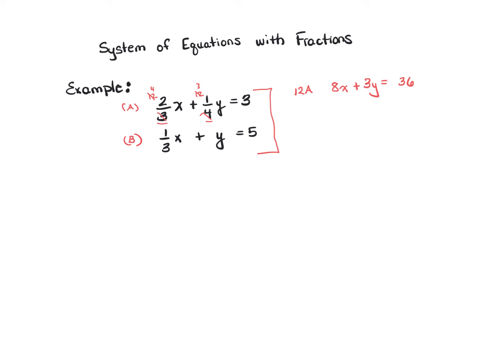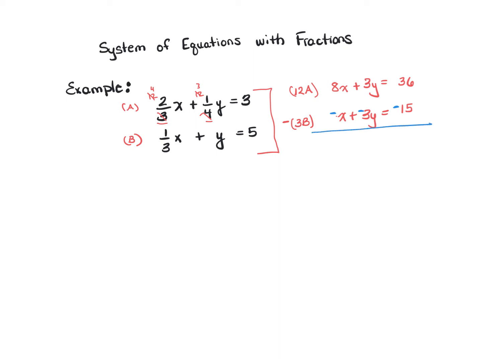The next one, I notice I have 3, and there's really no fraction here in front of the y, so it's just a 1. So I'm going to multiply 3 by equation b. That's going to give me x plus 3y equals 15. And now that I look at this, maybe I want to multiply by -3, because then my 3y's will go away. So if I multiply through by a negative, we're going to get negative x minus 3y equals -15.